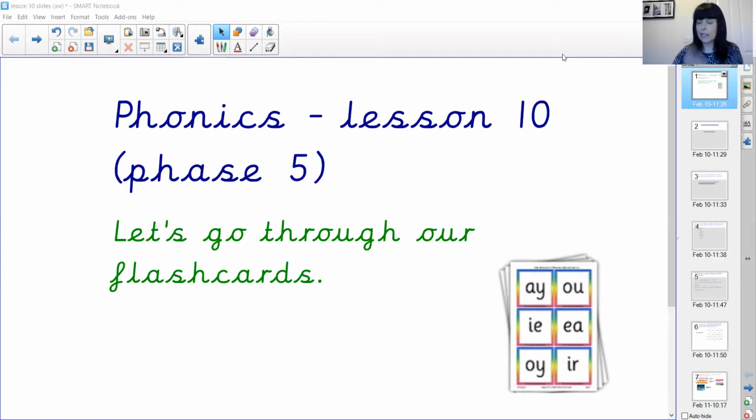We're going to go straight into our flashcards today, recapping on our Phase 3 and the Phase 5 sounds that we've learned so far. So I'll hold them up to the screen, give you a second or two, and then you can say the sound, hopefully just before I do.